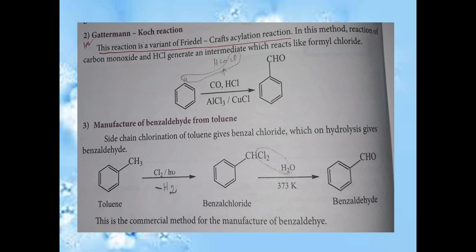The next preparation is from toluene with the help of chlorine. That chlorine, in the presence of light, removes one hydrogen, H2, and Cl2 is added, so that we get benzal chloride. Please see the word benzal chloride. The next one, when we add water at 373 Kelvin, the hydrogen is combined with the chlorine. I circled it in pencil, and the remaining O is added with the CH, so that we get benzaldehyde.